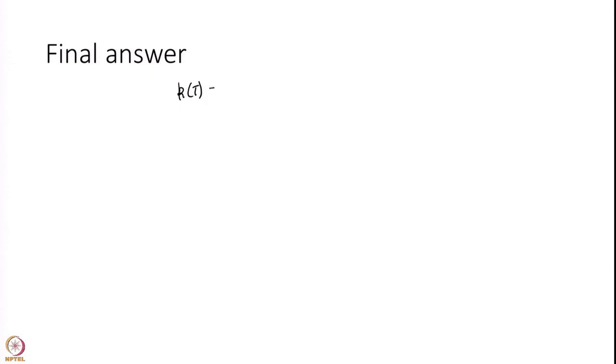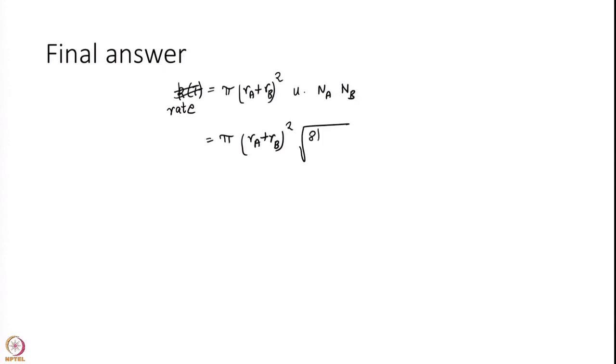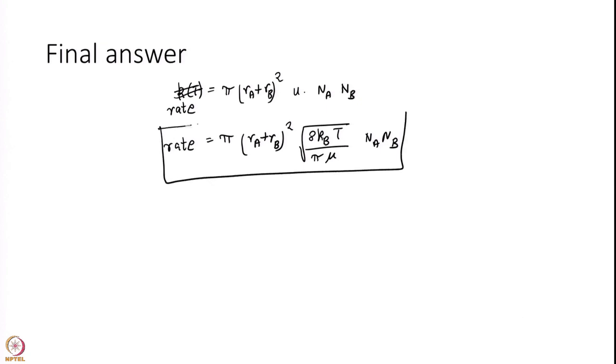k of T was pi (rA plus rB) whole square, I am sorry, this is the rate, u into nA into nB, and this becomes equal to pi (rA plus rB) whole square root 8kT over pi mu nA nB. Where again mu is, and just writing it again so that you have the final answer at one place.